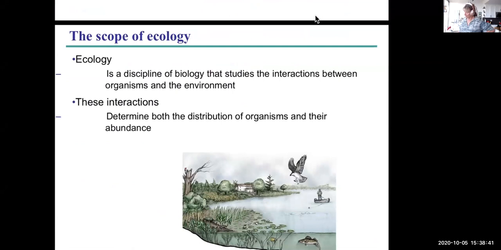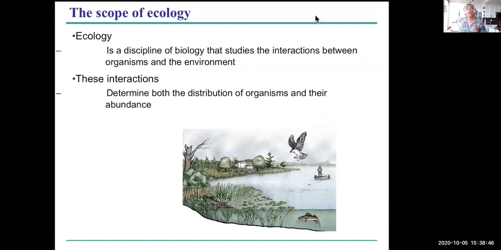It's basically, eco means home, and ology is the study of. So anything that ends with ology is the study of. Eco means home, so it has quite a broad scope. Mostly, ecology is thought of as the interactions between organisms and the environment, and they determine the distribution of organisms and their abundance.